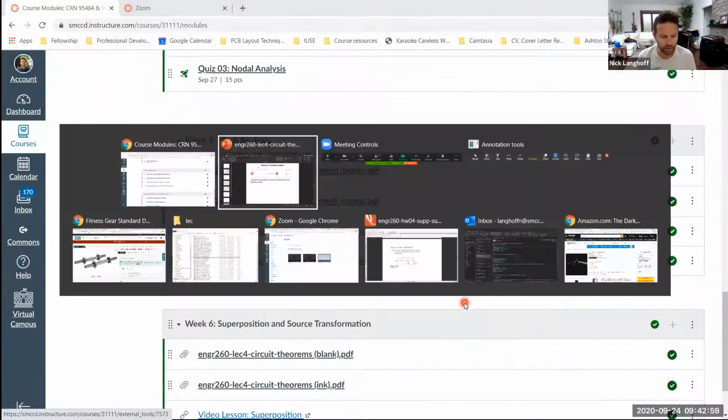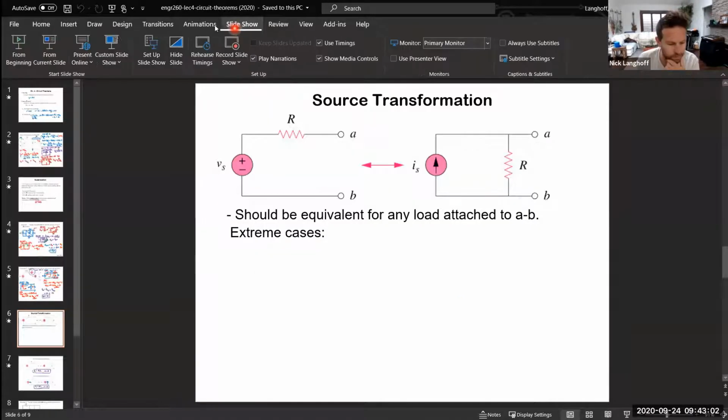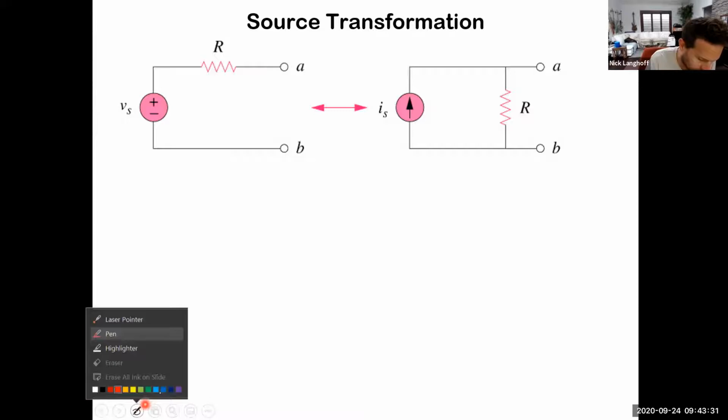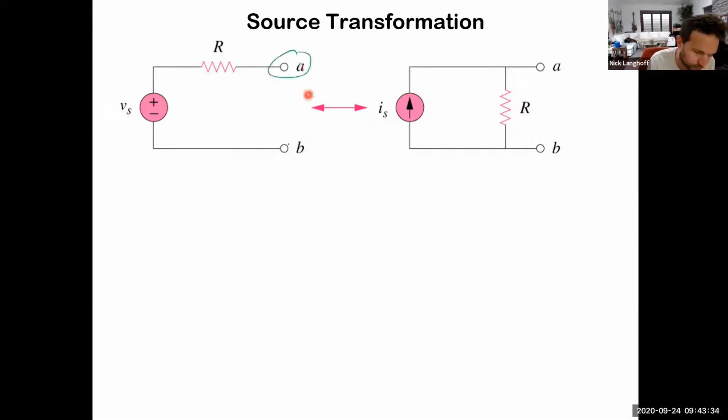Okay, let's jump into source transformation. So it turns out, as I said last time, here we are reviewing source transformation. And what we said last time is that if you have a voltage source in series with a resistor, and that network is connected to, let's say, the ports A, B here, right?